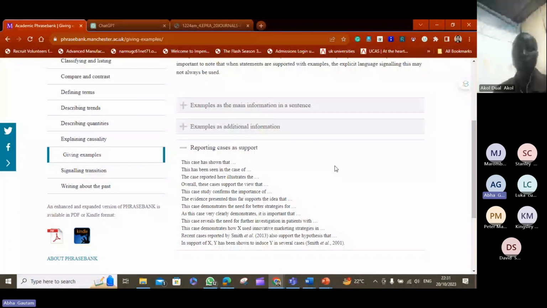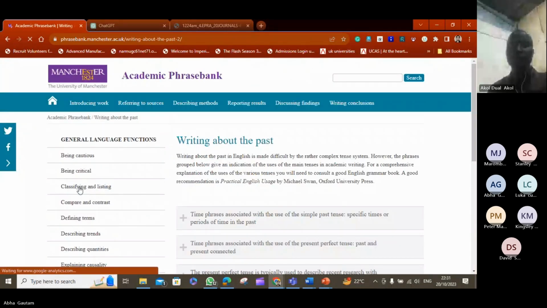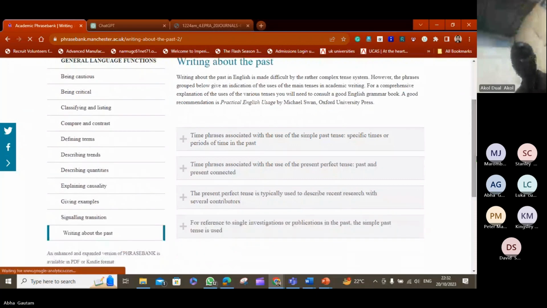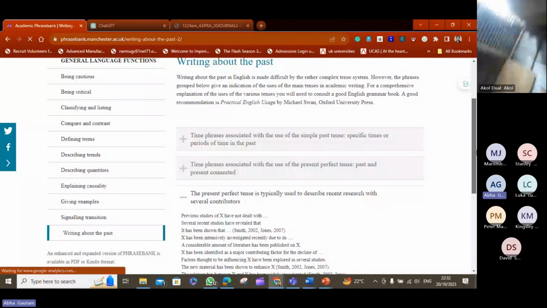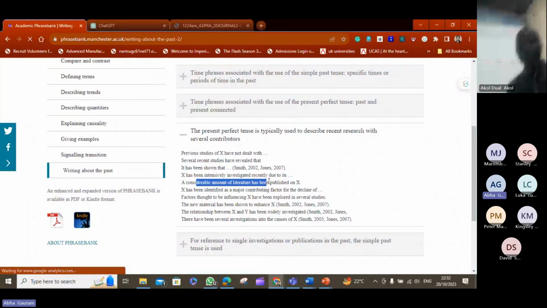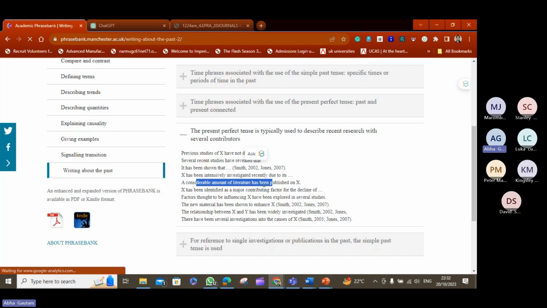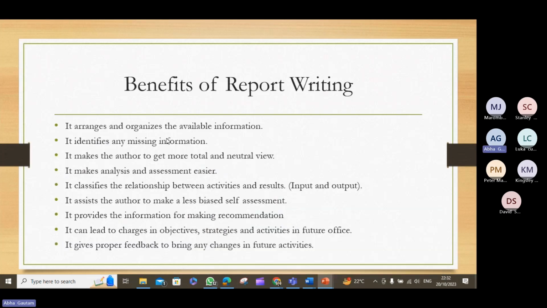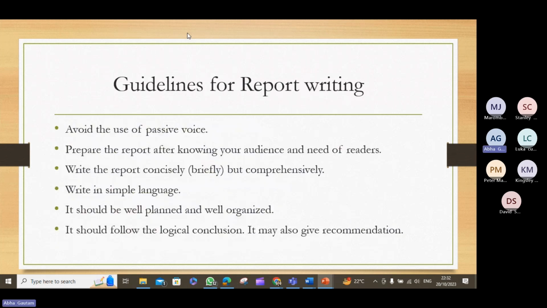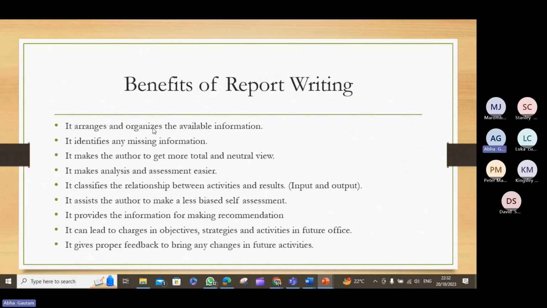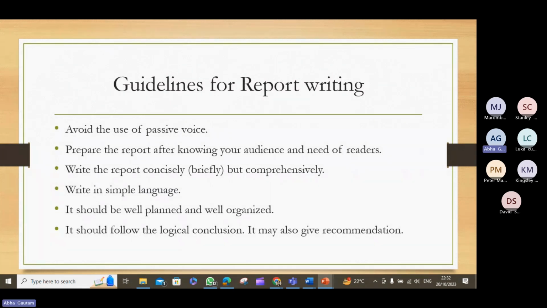Okay. Similarly, you can write about the past using different phrases. See what is written. If you want to use the present perfect tense, you can use, considerable amount of literature has been published. So then you can write in the present perfect tense. But now our next discussion is, you should remember that in a report, first of all, try to avoid first person and second person. It should always be in third person. If you want to name the clientele, then it is a different thing. And then you have to avoid using passive voice as well.